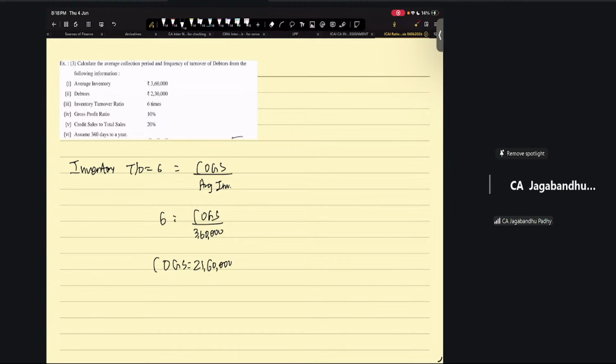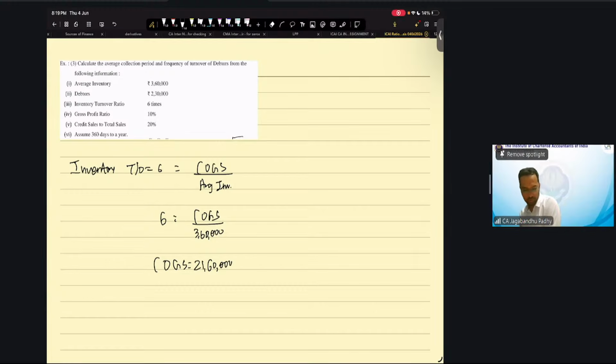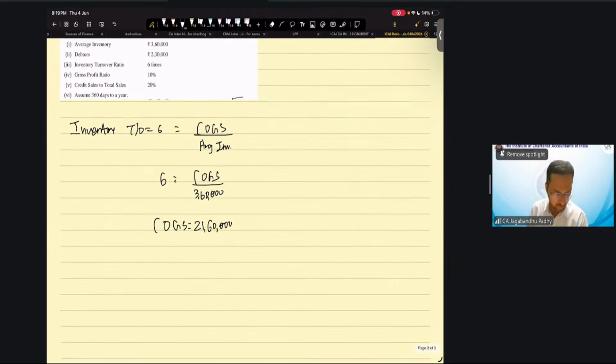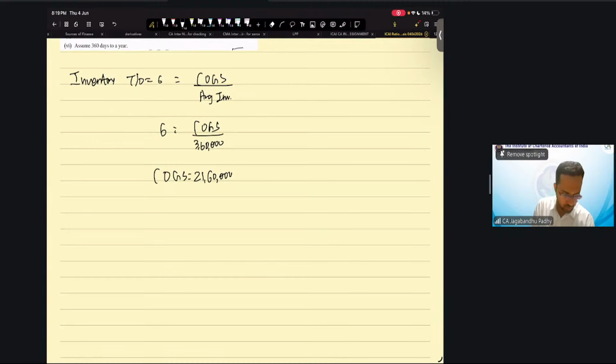21 lakh 60,000, right? 21 lakh 60,000. That's your COGS. But then we have a gross profit ratio as 10%. Gross profit ratio is 10%. So we look at GP ratio. GP ratio is 10%. So can I say COGS will be 90%.